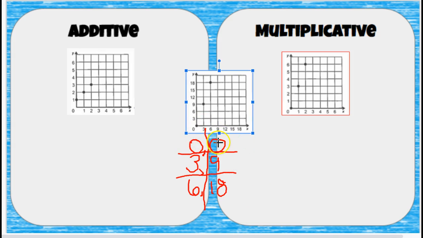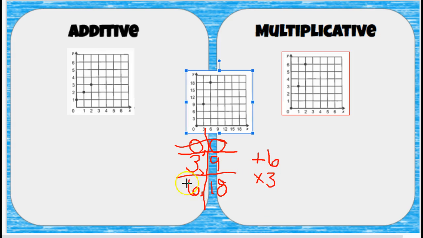If it starts at 0, 0, we're not going to really look at that one. So let's just start at our actual numbers. So how do I get from 3 to 9? Well, I could either add 6 or 3 times 3 is 9. So I could either add 6 or I could multiply by 3.